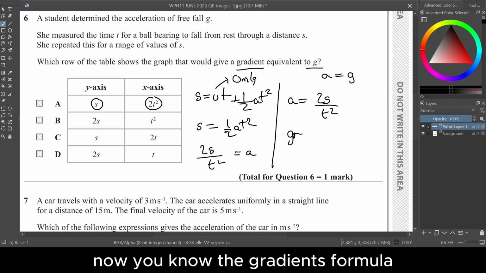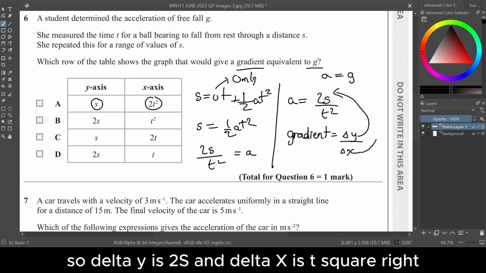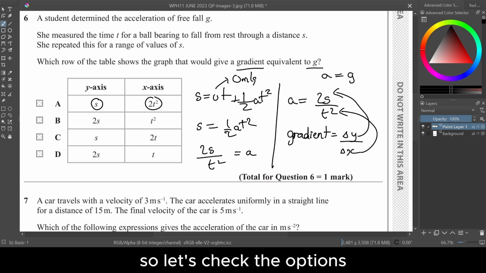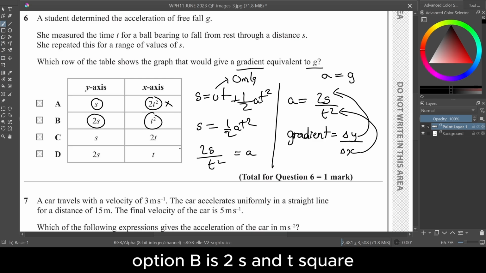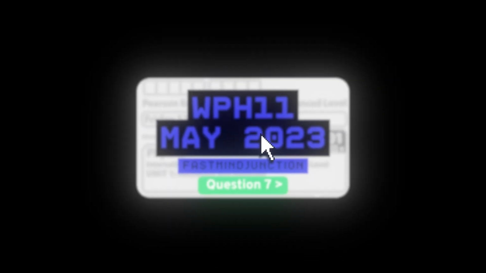Now you know the gradient formula, which is delta y over delta x, right? So delta y is 2s and delta x is t square. So let's check the options to see if we have one right here. Option A, we don't have it. It has a single s. Option B, we do have it, right? Yeah, option B is 2s and t square. And option C, s2t, nope. 2st, nope. So option B is your final answer.